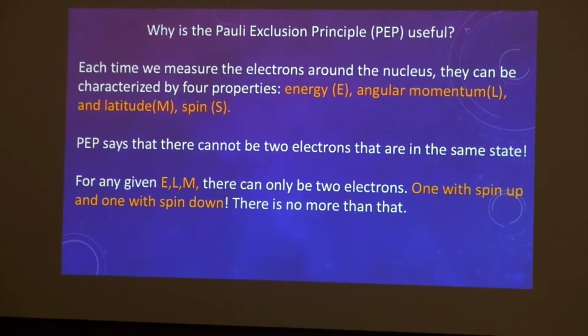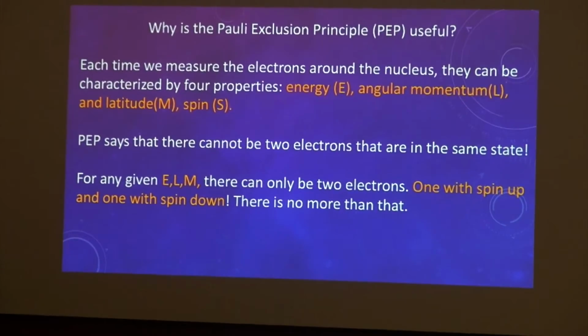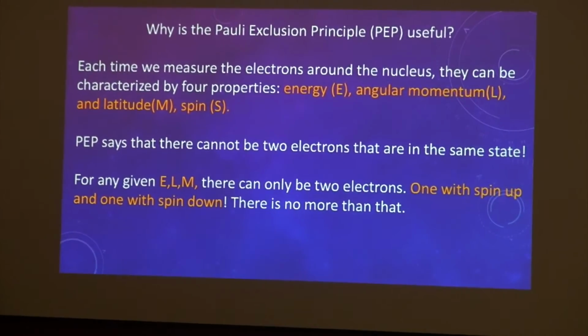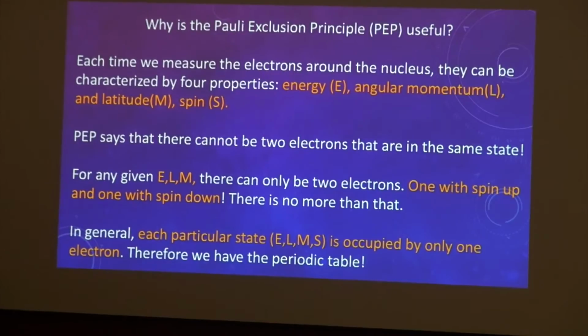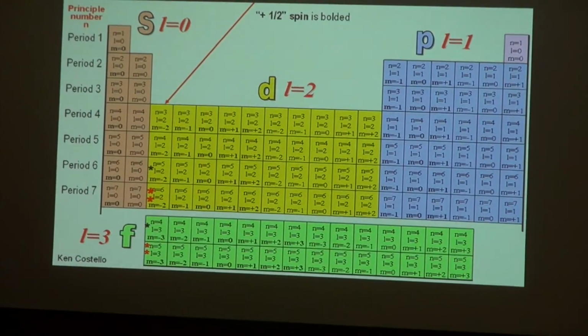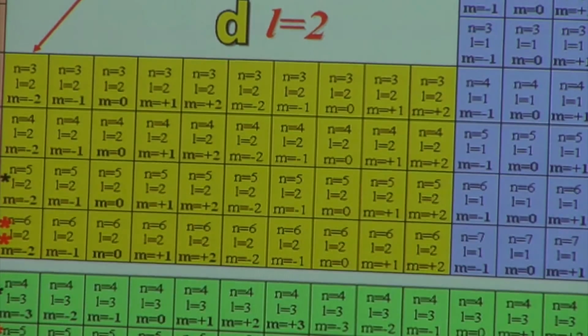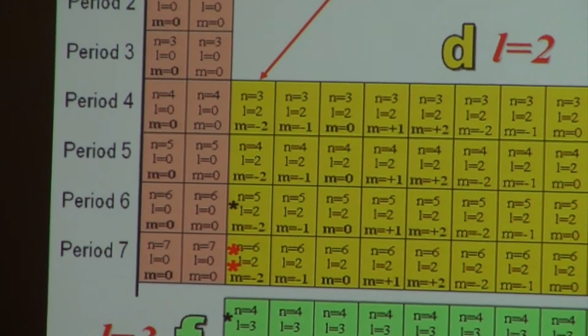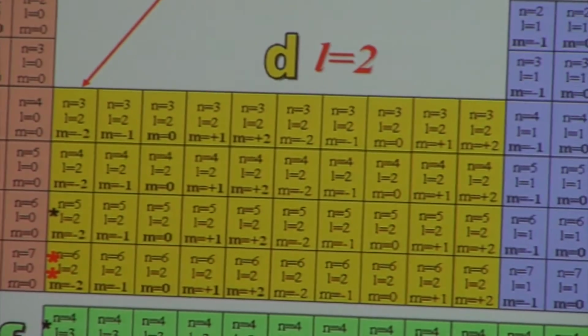Yeah, so for example, for a given energy, angular momentum, and latitude, there can only be two electrons, one will spin up and one will spin down. So this helps us generate our favorite table, the periodic table, with different bond numbers on here.